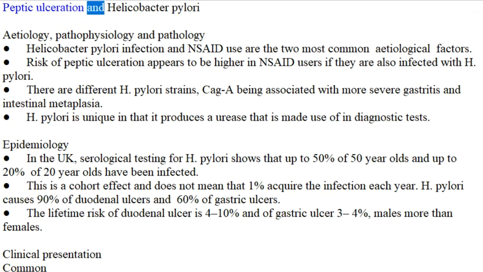Peptic ulceration and Helicobacter pylori. Etiology, pathophysiology, and pathology. Helicobacter pylori infection and NSAID use are the two most common etiological factors.